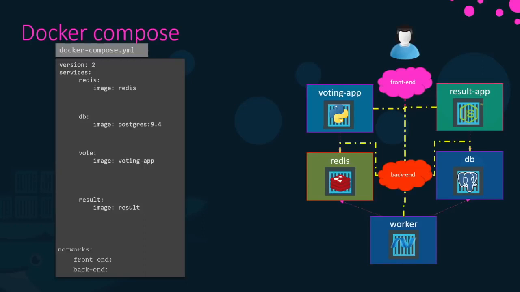Then, under each service, create a networks property and provide a list of networks that service must be attached to. In case of Redis and DB, it's only the back-end network. In case of the front-end applications, such as the voting app and the result app, they require to be attached to both a front-end and back-end network. You must also add a section for the worker container to be added to the back-end network. I have just omitted that in this slide due to space constraints.